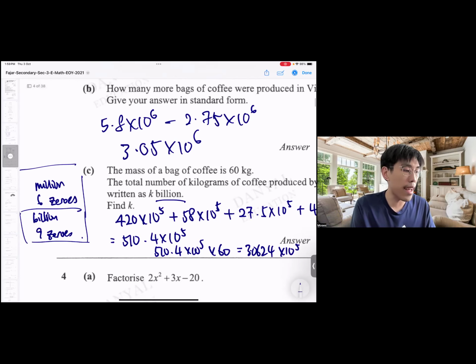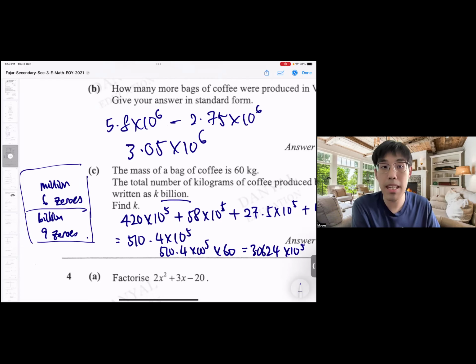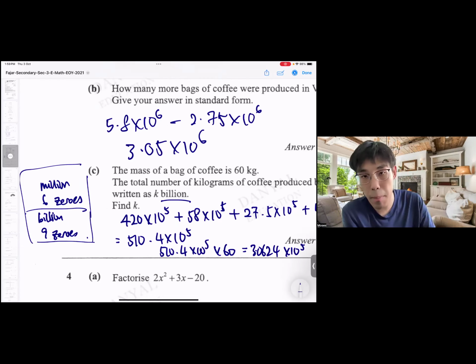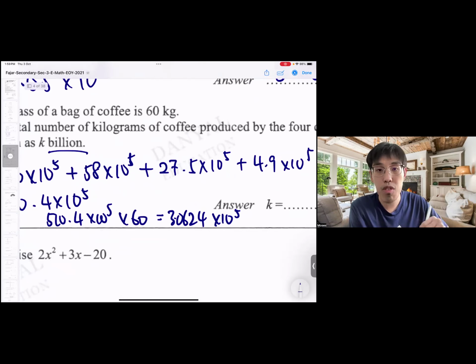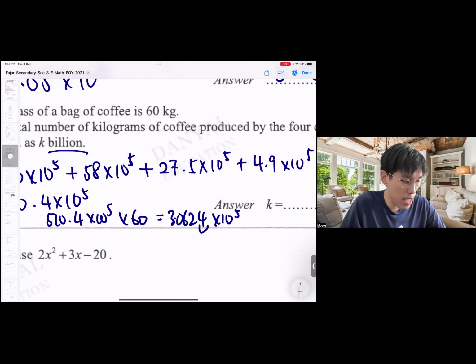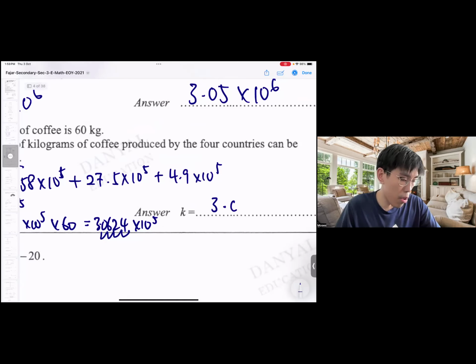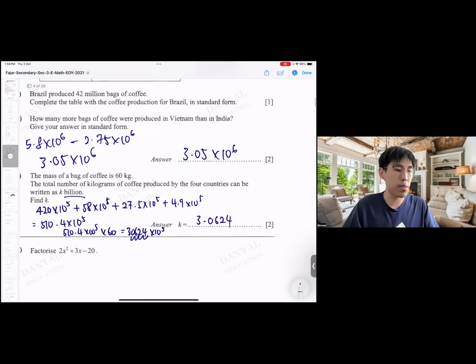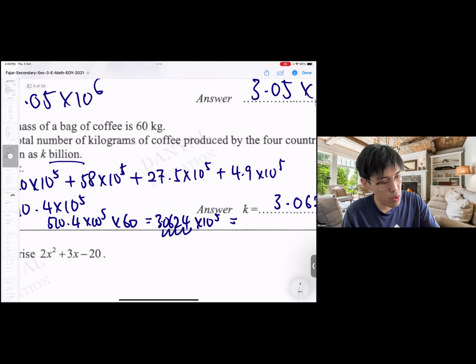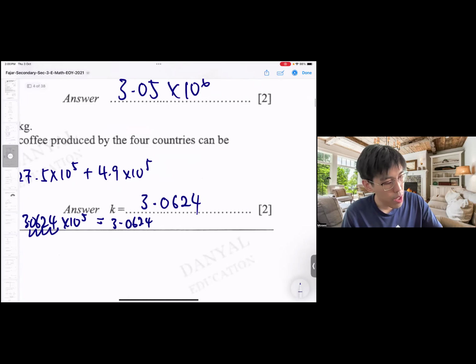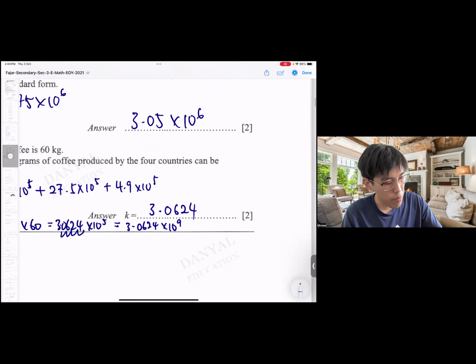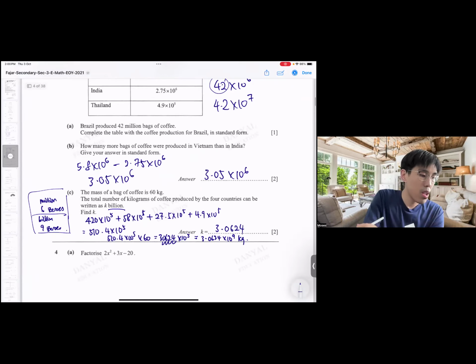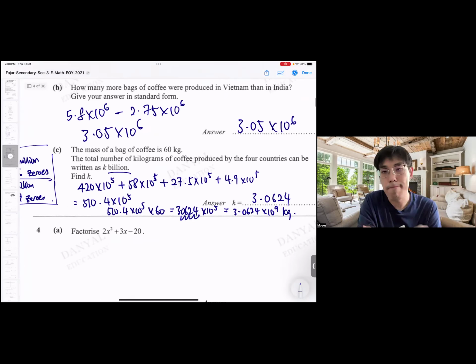So you see, remember just now we said at the back, we are looking in terms of billion. Billion means 9 zeros. Okay, it means I need to have a number that is times 10 to the power of 9. Okay, so what we need to do from here, we need to move the decimal places. So from 5, we need to move 4 places. So 6, 7, 8, 9. So the answer will be 3.0624 times 10 to the power of 9 kg. Okay, I don't know why they put so little space, but oh well.